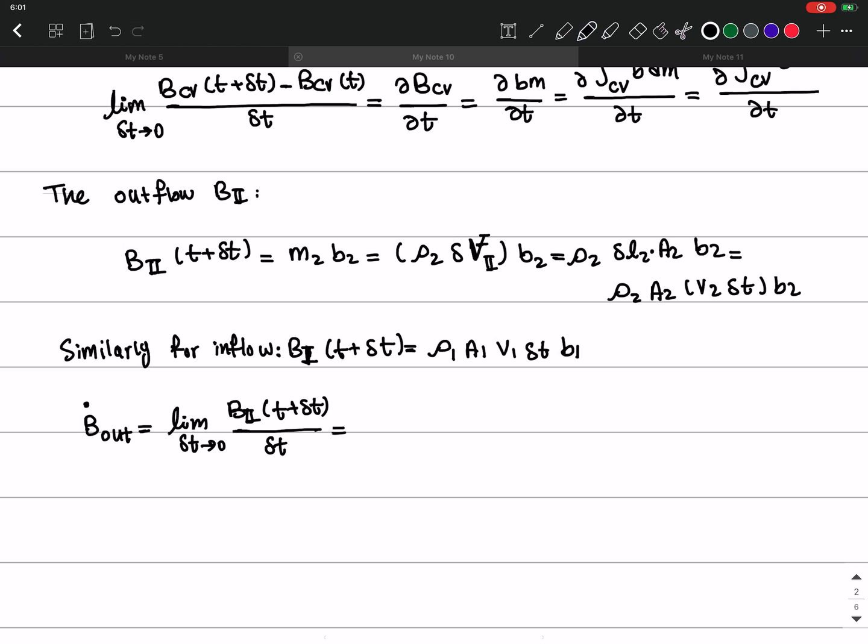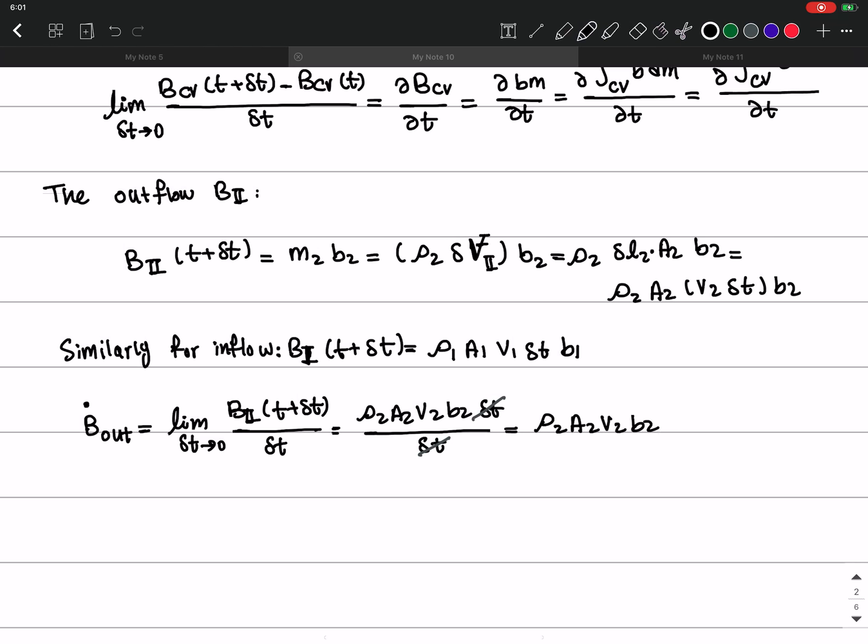Which equals rho 2 A2 V2. Let me write it down again. From here, I just put it here. This rate of change is going to be rho 2 A2 V2 B2 delta T over delta T. So these two are going to cancel out. And so I have rho 2 A2 V2 B2.